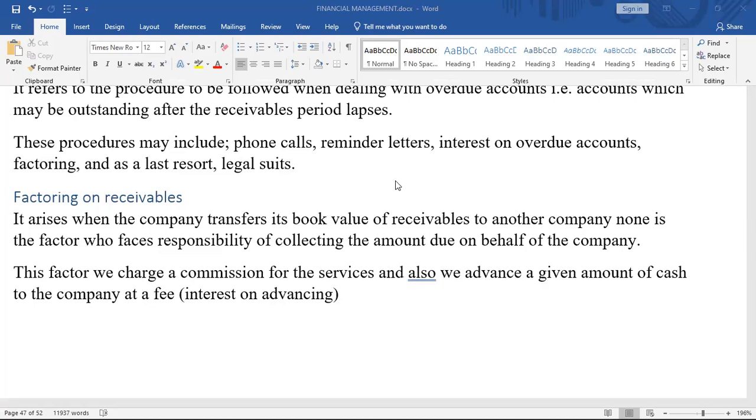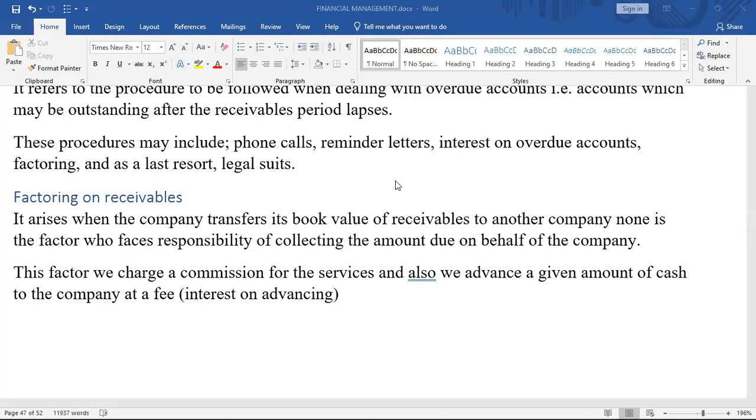Very well, we know that sometimes we start with phone calls, no response. We do the demand letters, right? We do the interest on the overdue accounts. The last resort is involving the debt collectors, who will be assisting you to do collection for your overdue debts.